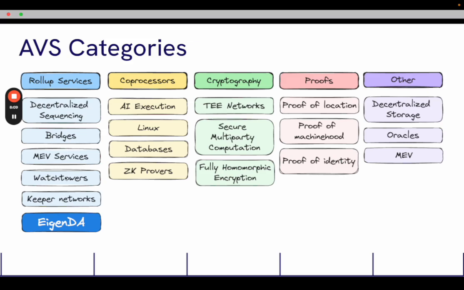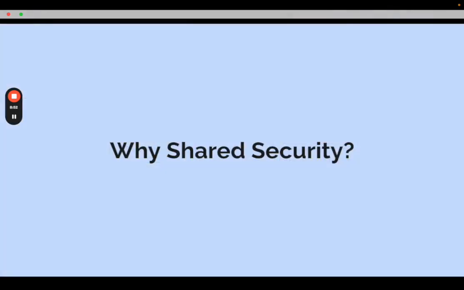Bridges, MEV services, watchtowers. And in fact, EigenLayer has built its own AVS to show the power of building an AVS, but also to cater to L2 rollups as a high-quality data availability layer. And we'll use EigenDA as an example architecture for AVSs here in just a minute. There's also folks that have built co-processors, AI inference, Linux execution environments, trusted execution environments, things that might be useful for your DAO, like proof of location, proof of machinehood. So lots of other supplemental services, and the goal is to really build this into a software as a service like ecosystem so that the services can be built on top of each other, much like Lego bricks.